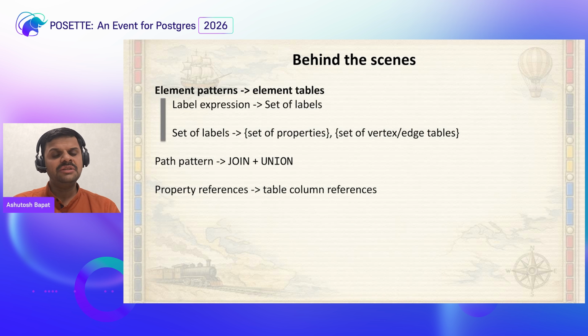So when we are converting element patterns to element tables, we take the label expression, compute the set of labels from it, and for every set of labels, we compute the properties associated with it, as well as the vertex and edge tables that belong to that class of labels, or the class that is determined by the set of labels.